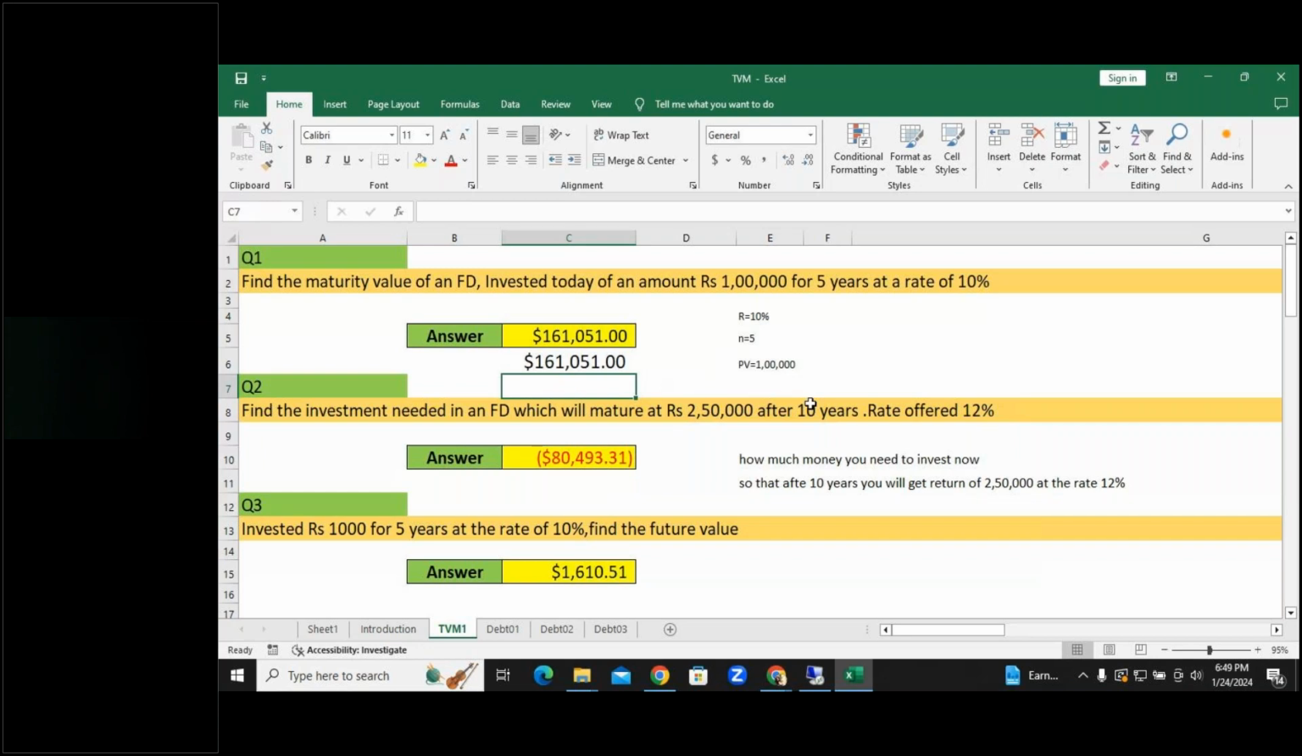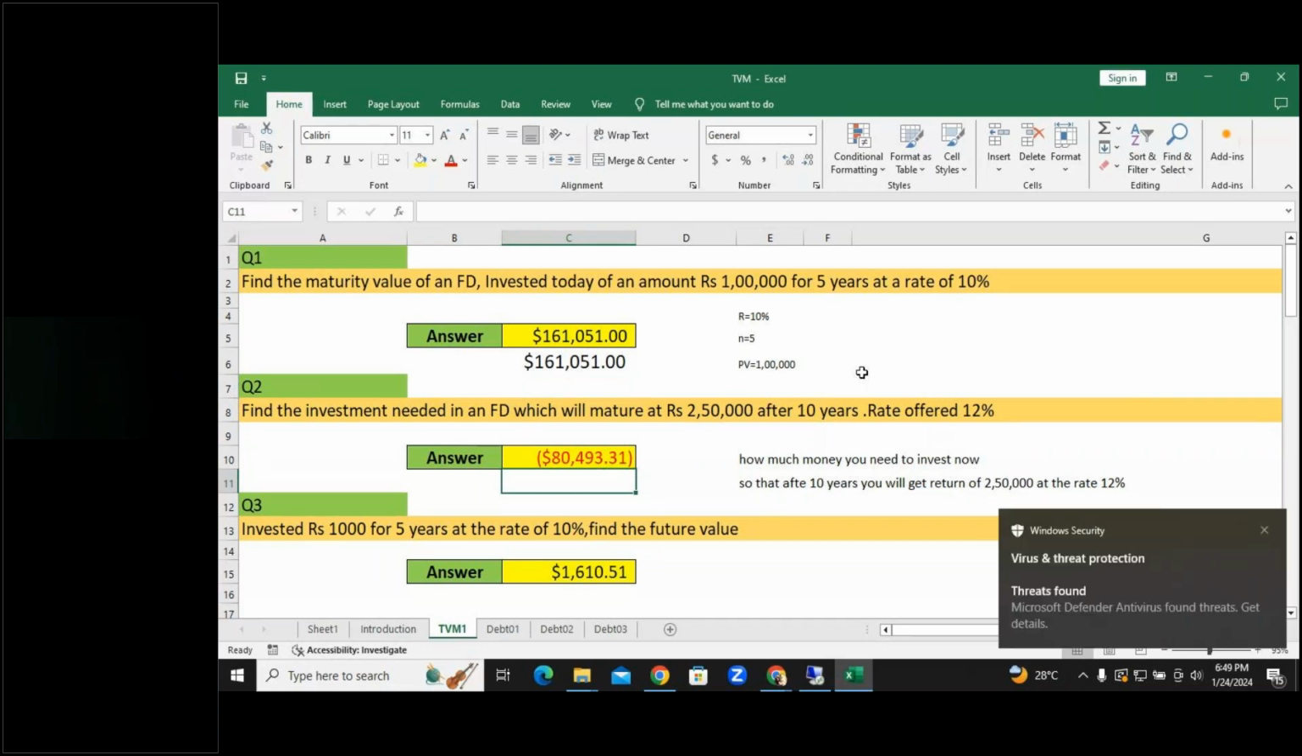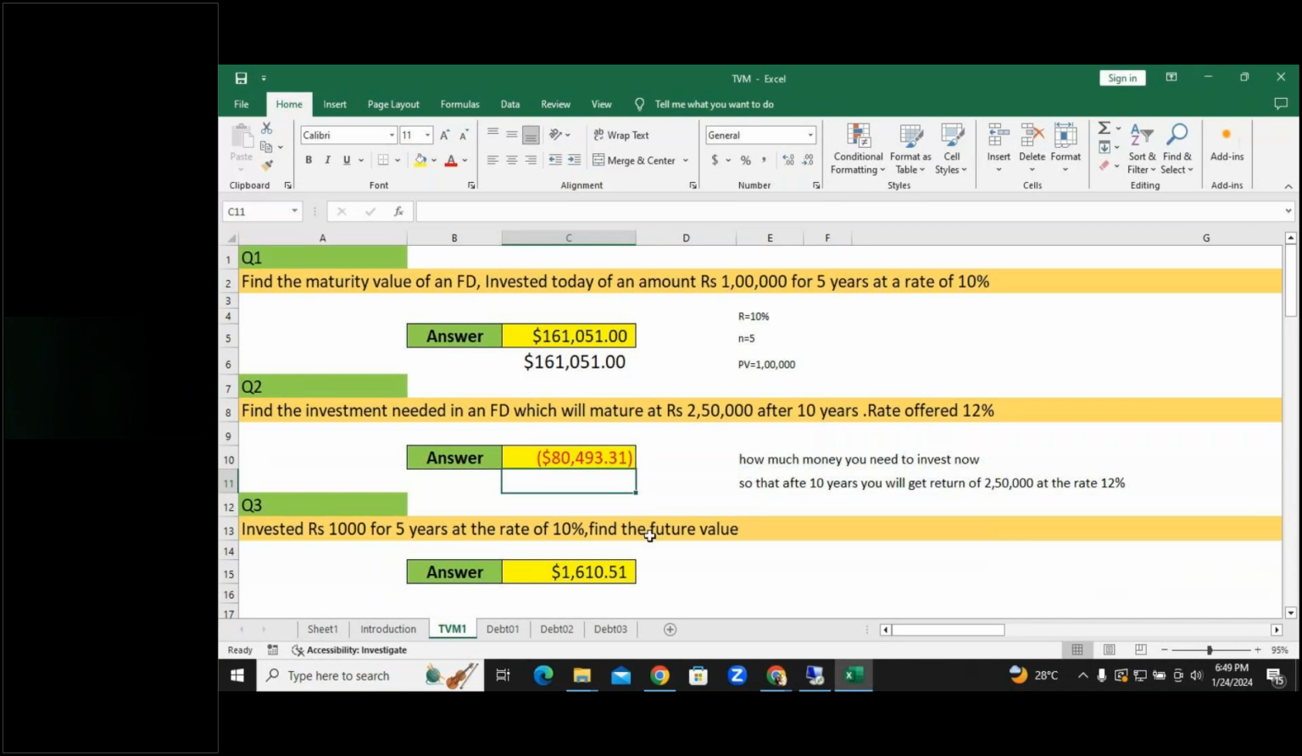Okay. So find the investment needed in an FD which will mature at rupees 2,50,000 after 10 years. Rate offered is 12%. So here find the investment done today. So the investment what I have to invest, okay, so that is PV equals present value.